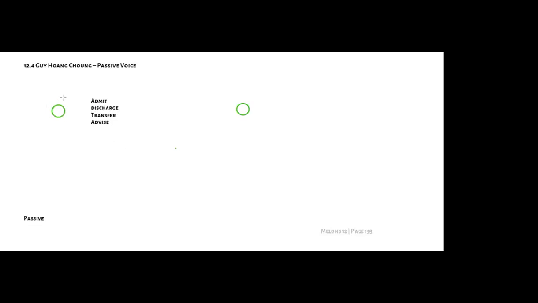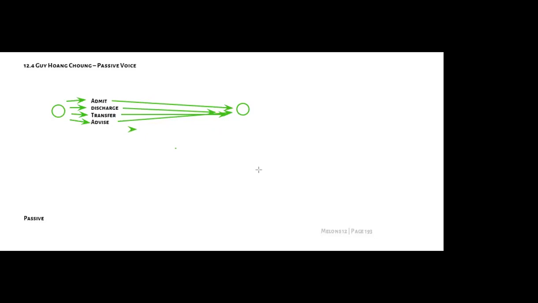Nurse is admitting the patient. Nurse is discharging the patient. Nurse is transferring the patient. Nurse is advising the patient. Here, in all of them, who is doing the action, please? Can somebody tell me? Nurse. The nurse is doing the action. And who is receiving the action? Patient. So, this is most important.